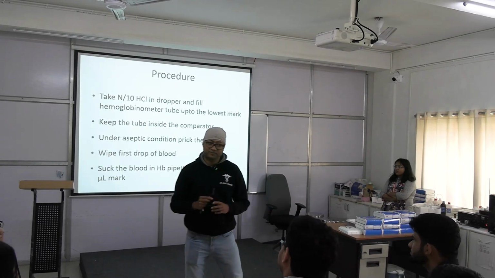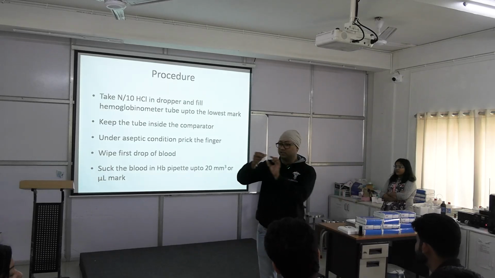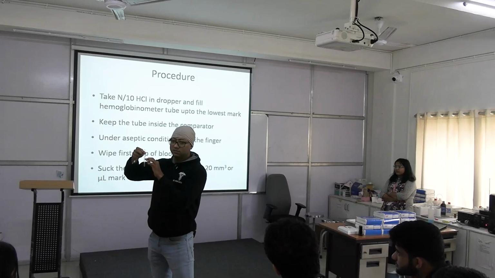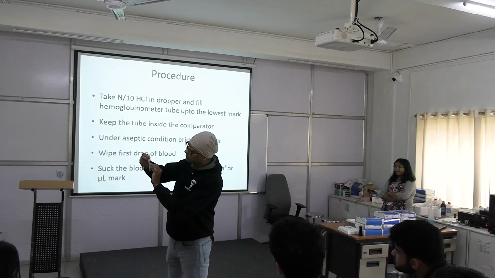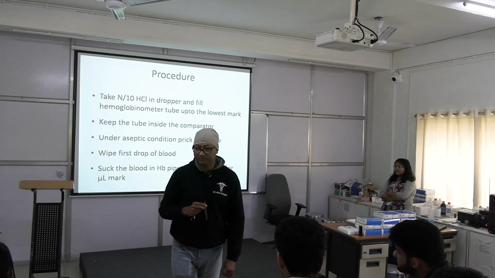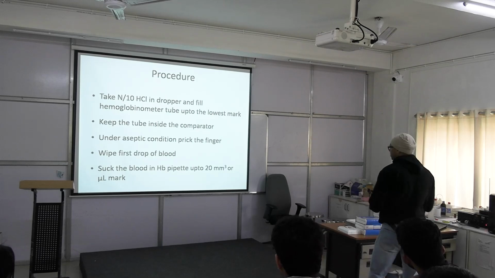Now say for example we have added N/10 HCl up to this point and now the color is matching. Now I will check the reading. If it is 14, then hemoglobin is 14 gram per dl. Clear everyone? Grossly this is the procedure.